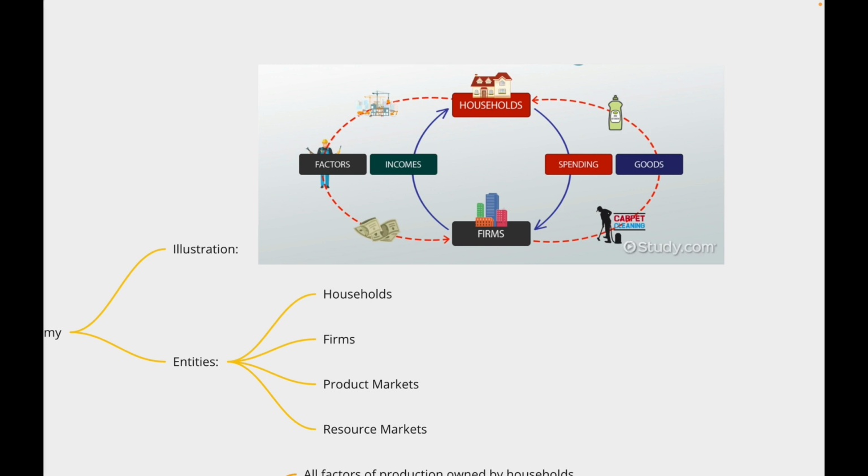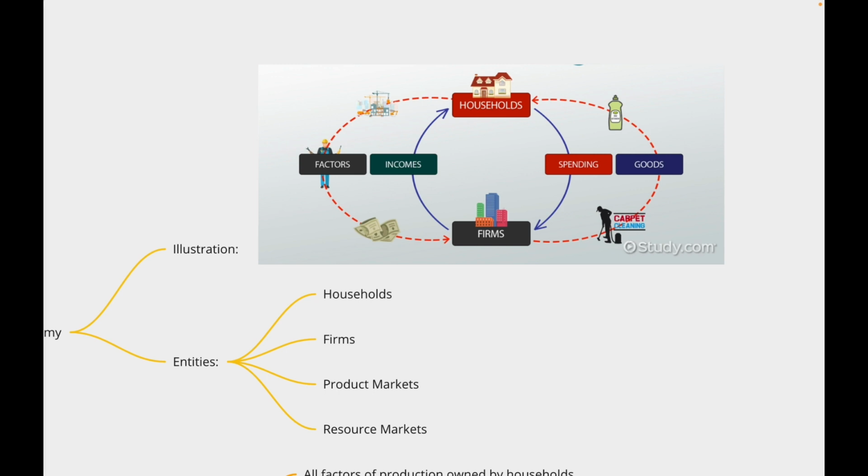So in this closed economy, we have mainly two sectors, the households and the firms. They contribute through the other two entities, the product market and the resource market. However, we usually limit it to the households and the firms, and we call it the two-sector model. So what does each entity do?